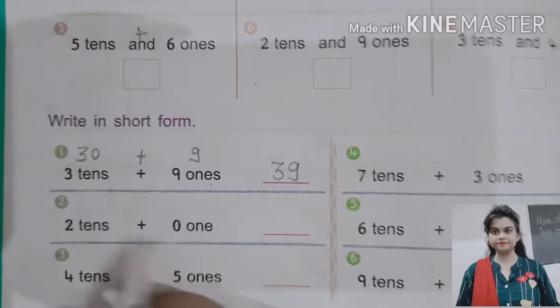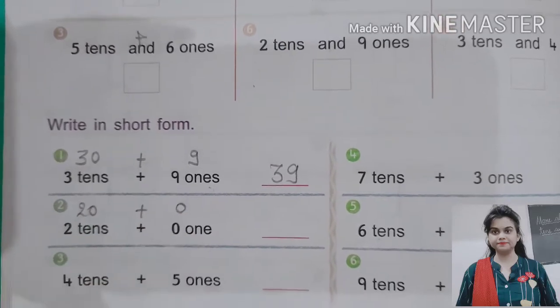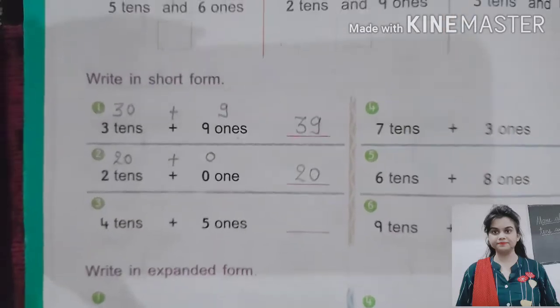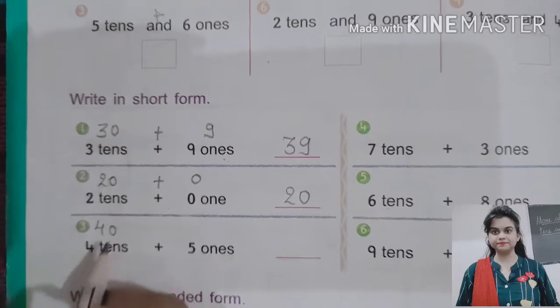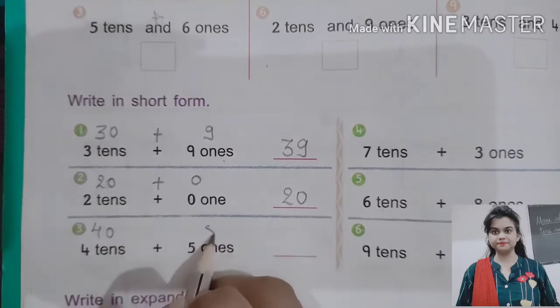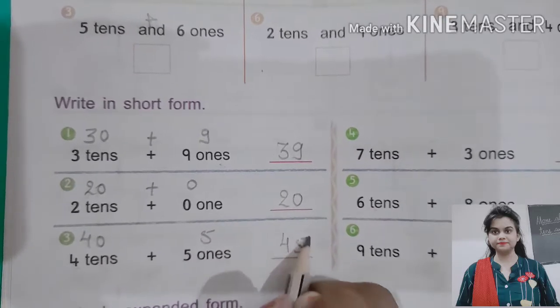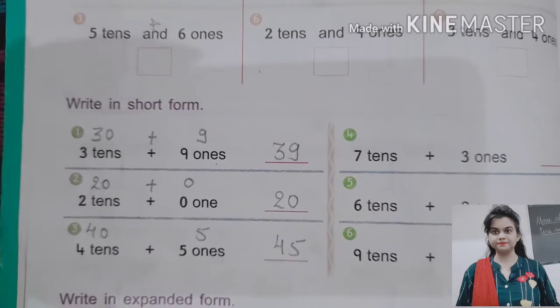2 tens and 0 ones. 2 tens means 20 and 0 ones means 0. So 20 plus 0 is 20. 4 tens plus 5 ones. 4 tens means 40 and 5 ones means 5. So 40 plus 5, 45. Like this, do the rest 3 questions by yourself.